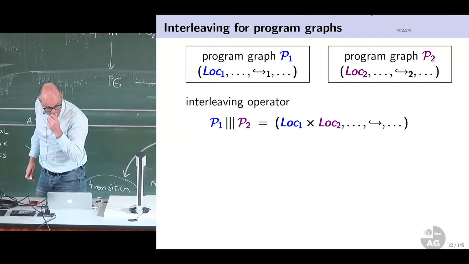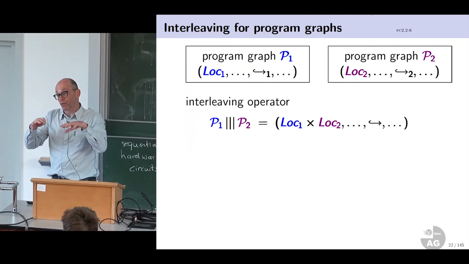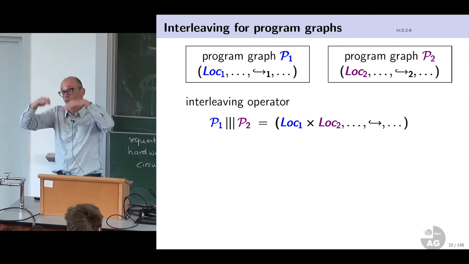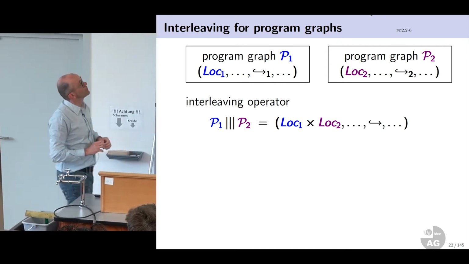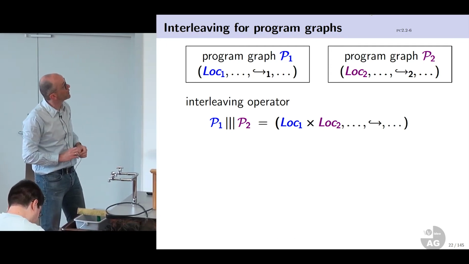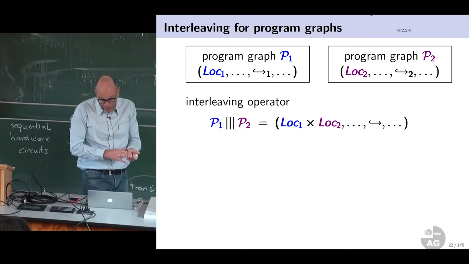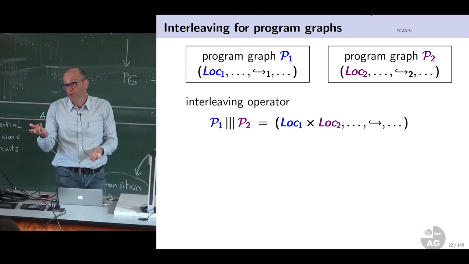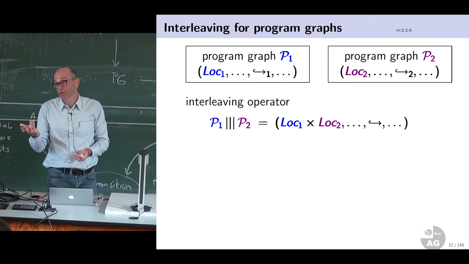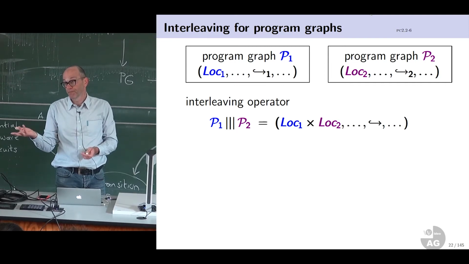Okay, so rather than doing the transition system level parallel composition, I'm going to go one level up, basically. I'm going to do this on the level of program graphs. So I give you two program graphs, a blue one and a red one on the right, or purple, is it? And we're going to see the interleaving operation of P1 and P2. Same principle, we're going to take the Cartesian product, but not the Cartesian product of the transition systems, we're going to take the Cartesian product of the program graphs.